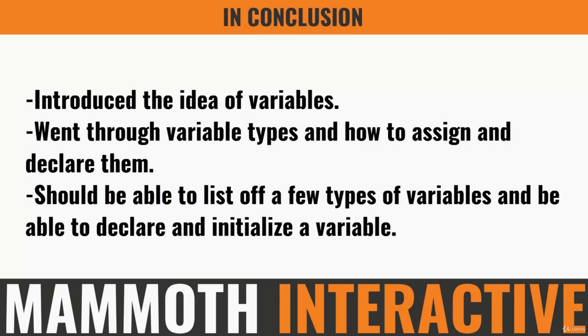In this part of the tutorial, we introduced the idea of variables. We did that by explaining what the types are. So we had variables of type Boolean, integers, floats and doubles, characters and strings. We talked about how to assign and declare them. So we gave them a type, a name, and we initialized them if we wanted to by giving them a specific value. The declaration involved no value, whereas initializing them actually involved giving them a specific value. By now you should be able to list off a few types of variables and be able to declare and initialize one to be able to reassign or modify or print out or do whatever we want with.